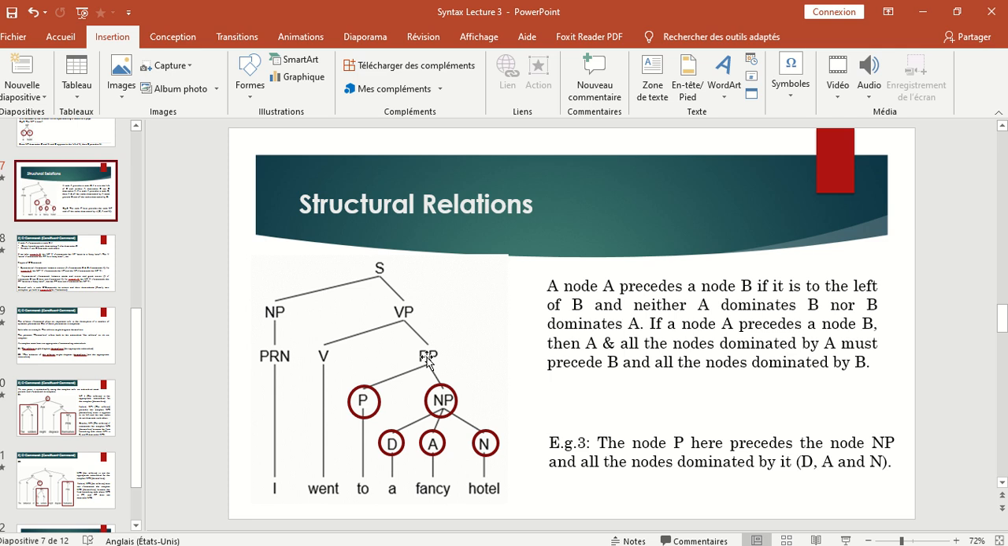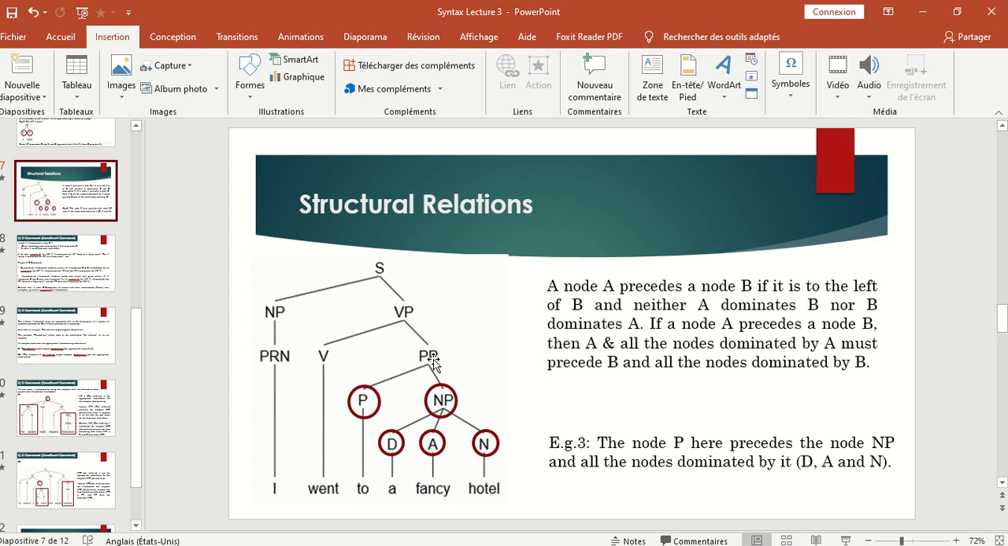Let's apply the conditions. First node dominating NP is S. Does S dominate the PP? Yes, because S dominates VP and VP dominates PP. And we talked about this. We said that this is a transitive relationship, dominance. Now, do they dominate each other? No, NP does not dominate PP and PP does not dominate NP. So we can say clearly that NP c-commands PP.